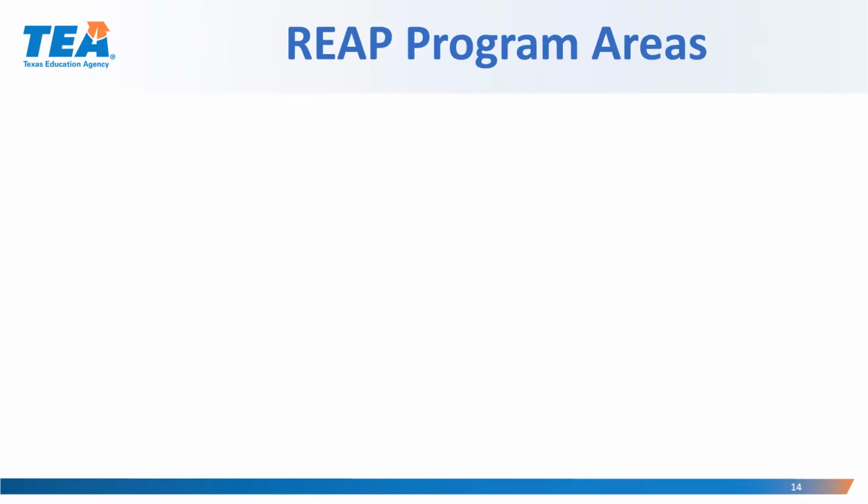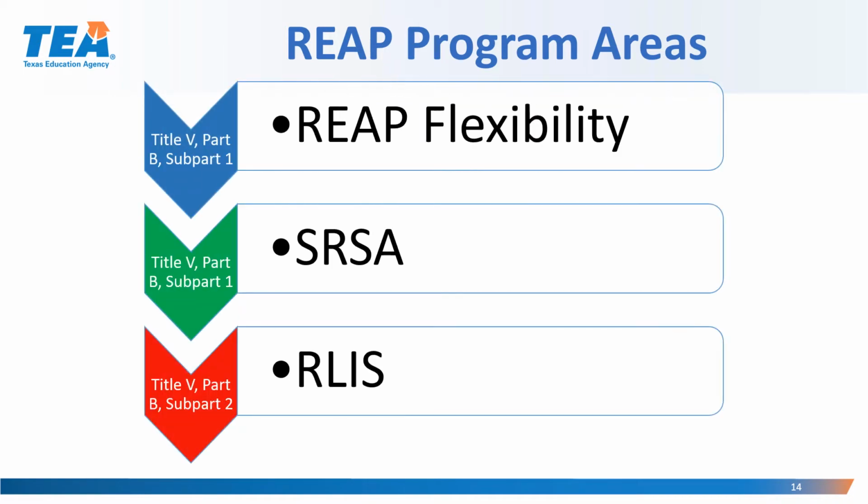The REAP program is divided into three different program areas: Title V Part B Subpart 1, REAP Flexibility; Title V Part B Subpart 1, Small Rural School Achievement Program, or SRSA; and Title V Part B Subpart 2, or the Rural Low-Income School Program, or RLIS.